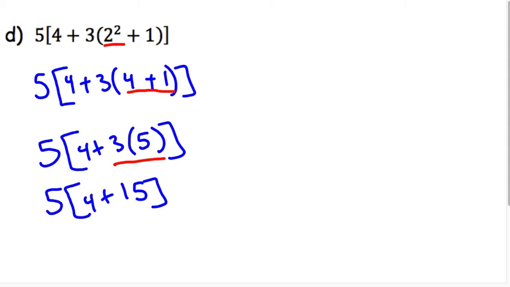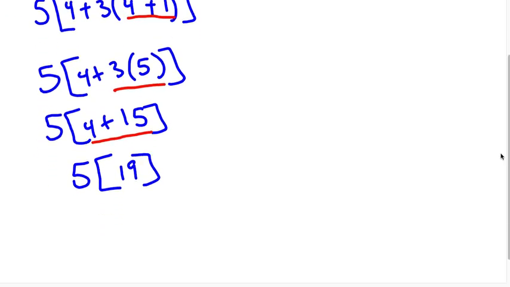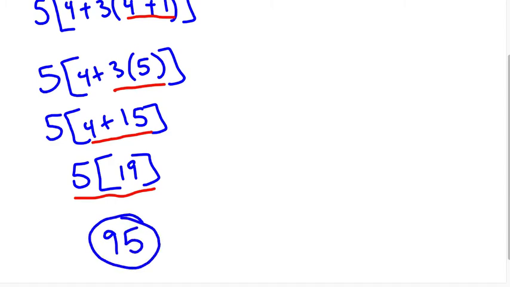And still one more thing that we need to do to get that set of brackets all cleaned up. We have to do this 4 plus 15. So 5, bracket 4 plus 15 is 19. And then the last thing that we need to do is just multiply these two. 5 times 19 gives you 95. Final answer.